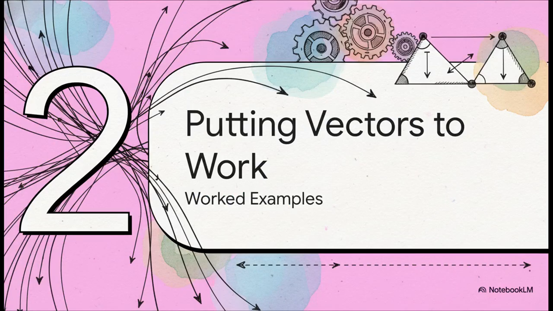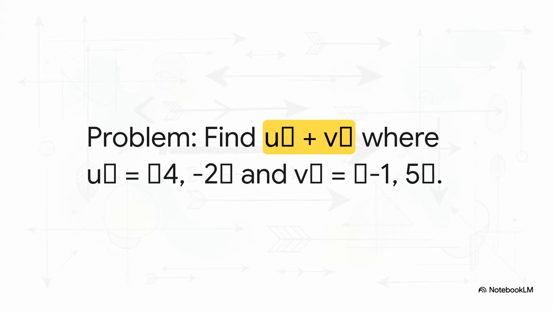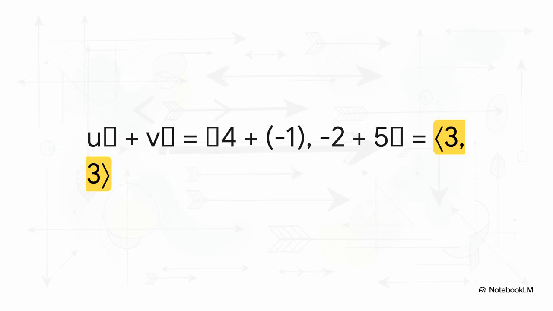Okay, enough with the theory. Let's put this stuff into practice. We're going to walk through a couple of examples right now to really make these ideas stick. Okay, here's our first one. We've got two vectors, u and v, and we just need to find their sum. Feel free to hit pause and try it on your own before we solve it together. All right, let's see how you did.